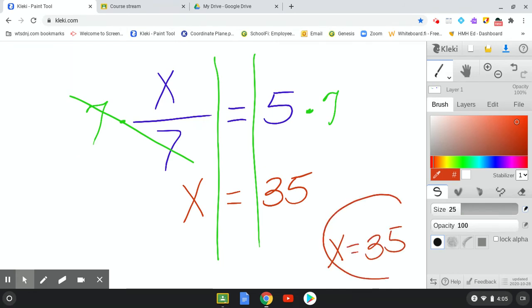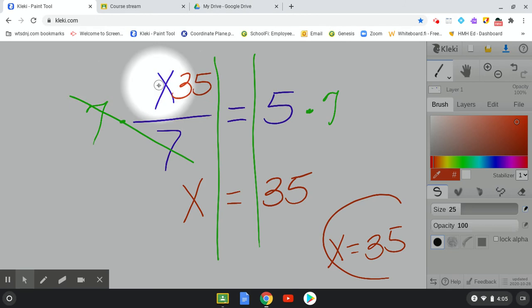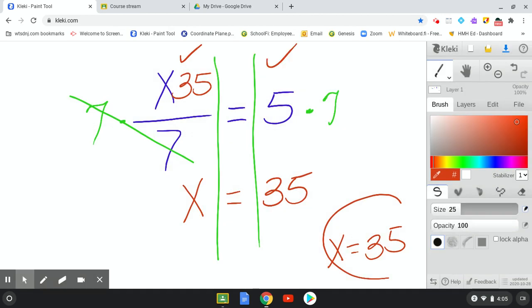Let's double check. So if I plug in 35 for x, I have to look to see, does 35 divided by 7 equal 5? And the answer is yes, because the left side and the right side equal. I know that x equaling 35 is a correct answer.